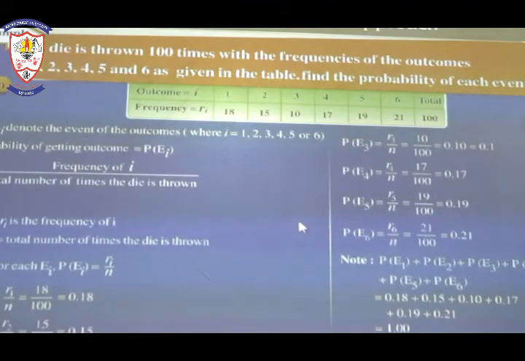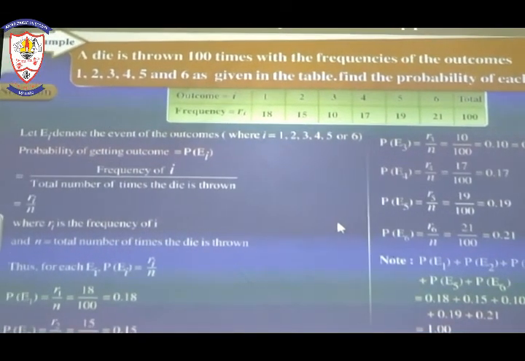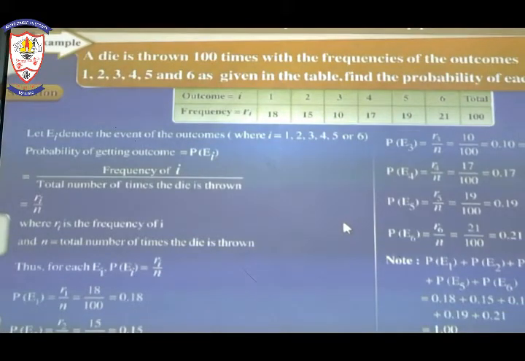So now let's move to the solution part. Let Ei be an event of getting 1, 2, 3, 4, 5 or 6. So Ei denotes the event of the outcomes, and there are a total of 6 possible outcomes. Either we will get 1, or 2, 3, 4, 5 or 6. So now we will apply the formula. So the probability of getting an outcome, P(Ei). Why are we denoting it by Ei? It means that we are getting 1, 2, 3, 4, 5, 6.